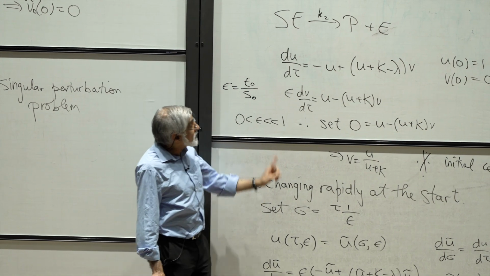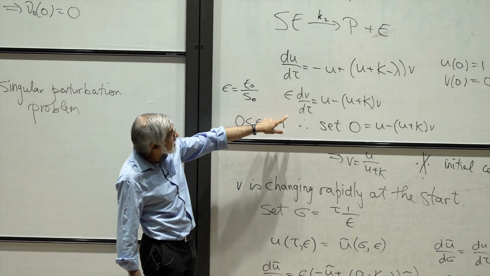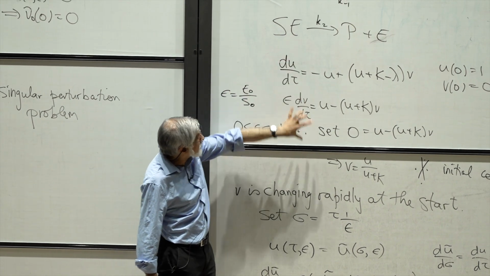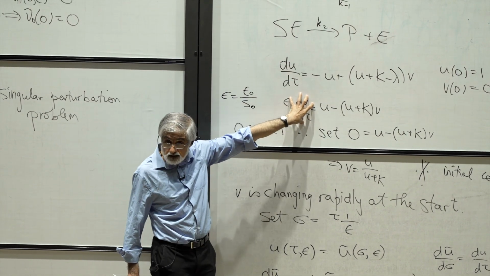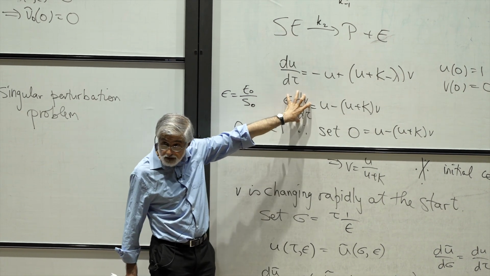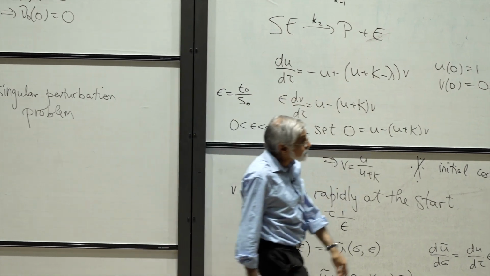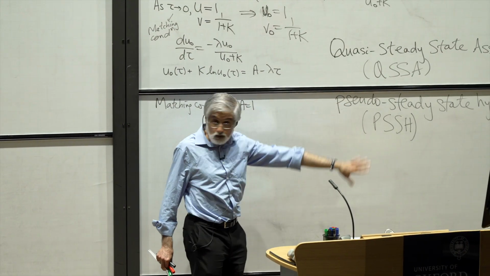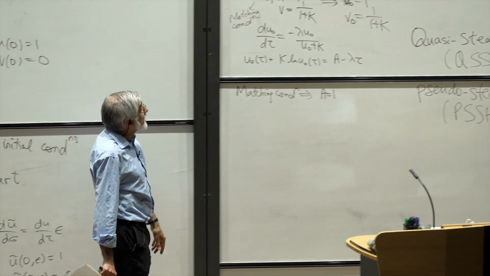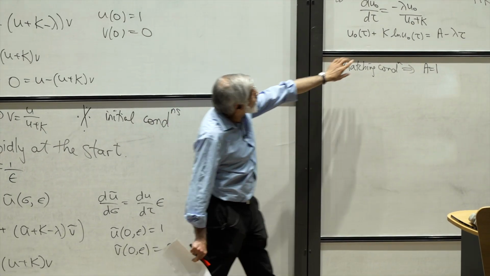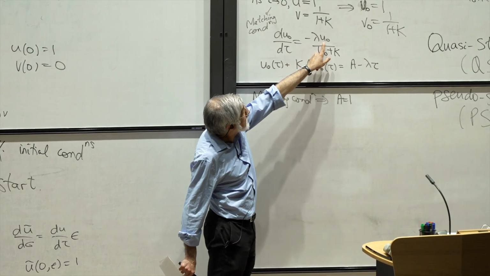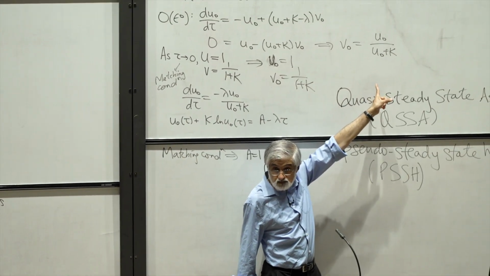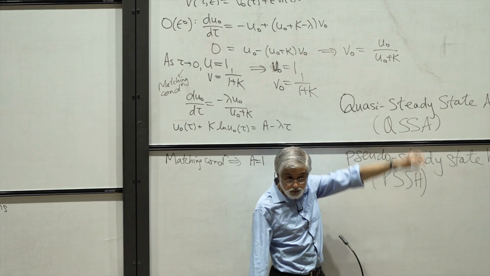Okay? And we call that a quasi-steady state assumption, because steady state would mean put that equal to 0, put that equal to 0. What we've done is put one of them equal to 0, and therefore we call it the quasi-steady state assumption. And what that's really telling us is that if I know u, then I can immediately find v. Okay? So that's what that's telling us.